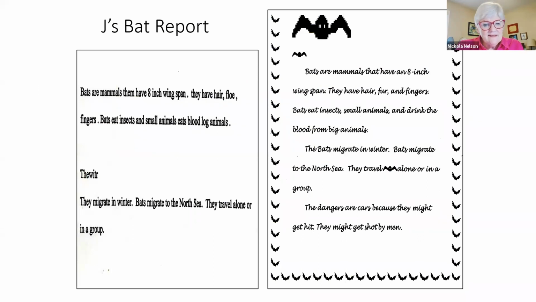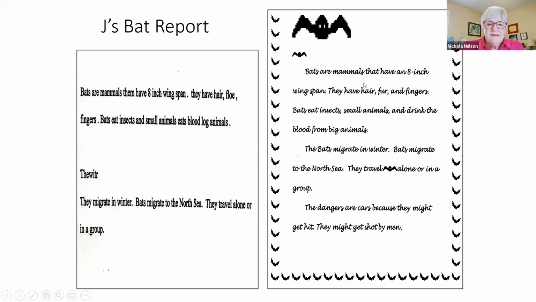You can see here his draft at one point. Bats are mammals, them have 8-inch wingspan. They have hair, fleu, which I believe is fur, and fingers. Bats eat insects and small animals, eats blood, large animals.